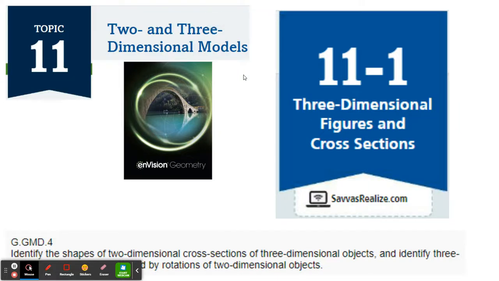Hello, geometry. Welcome to topic 11, 2 and 3-dimensional models, lesson 11.1, 3-dimensional figures and cross sections, right? So we are getting into our 3D chapter, which is going to focus a lot on volume. We are going to focus here on 2D cross sections as well, okay?